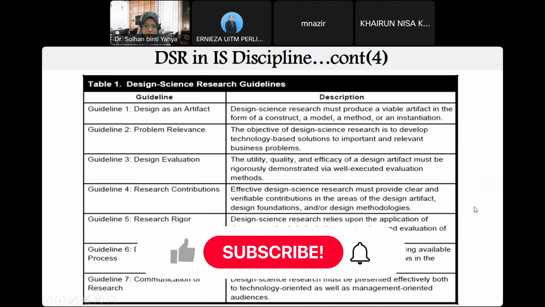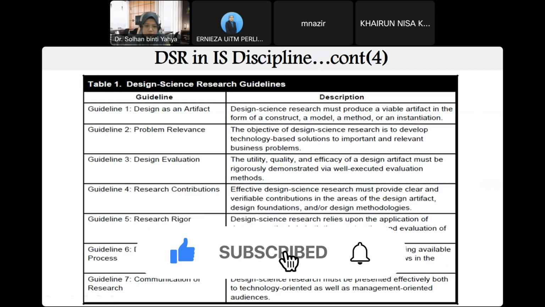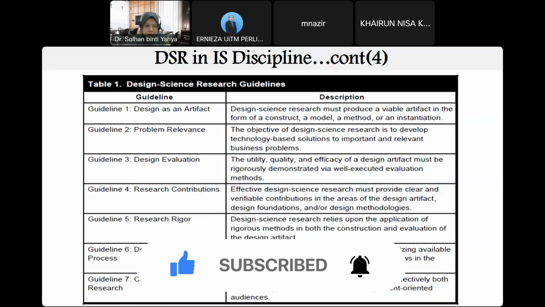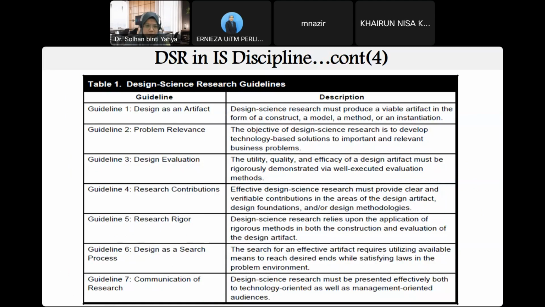Hevner, 2007, published the first article talking about design science research to build academic work. He came out with seven guidelines on how design science research can be done in building an academic research, or in this sense a thesis. The first guideline is that design science research must produce a viable artifact. The artifact can be a construct, a model, a method, or an instantiation, like a prototype, for example.